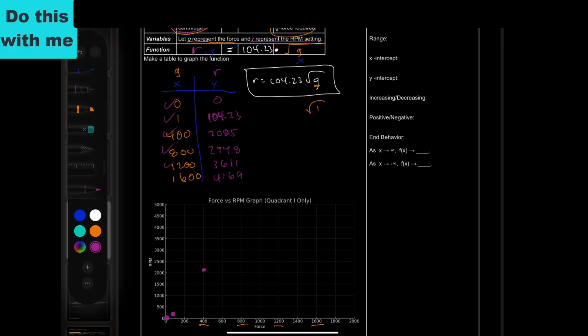Then 800, here now at 2,900, so right below 3,000. Okay. 1,200, 3,611, so past 3,500, and then 1,600, 4,169. Go ahead and sketch that. And your graph looks something like this.